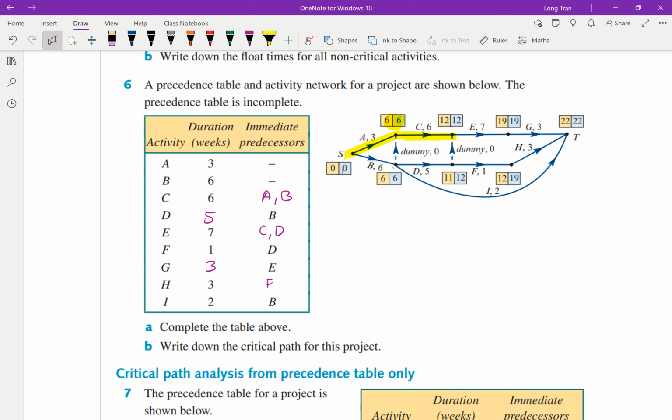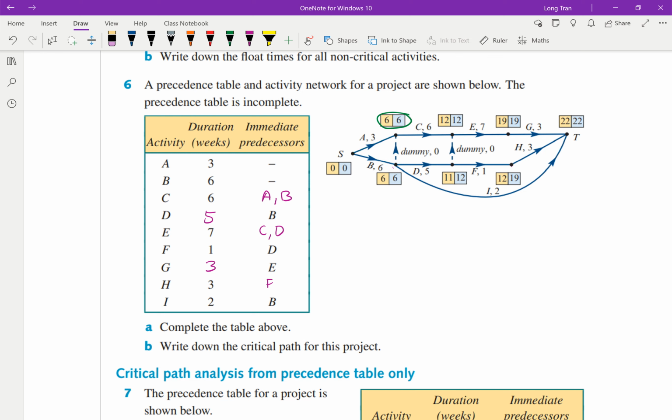Oh, wait, actually, I probably should double check that one. So B, I just realized that B connects to point C as well. So we can't assume that A is the critical path. There may be a float time. And so this is what I mean. You always got to check, even though this is 6, 6, which is true, but is it path A to get there or is it path B to get there?